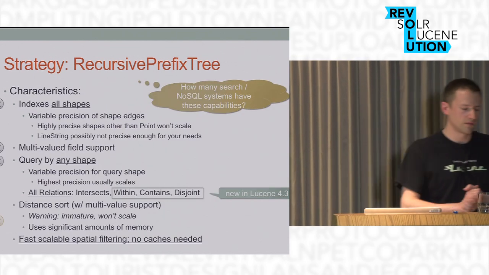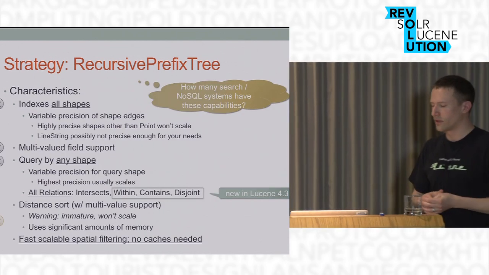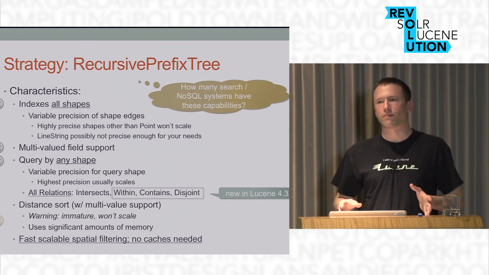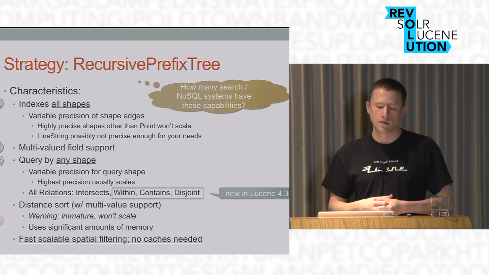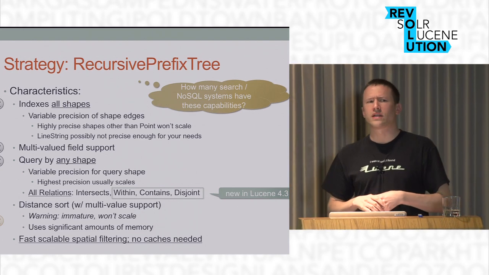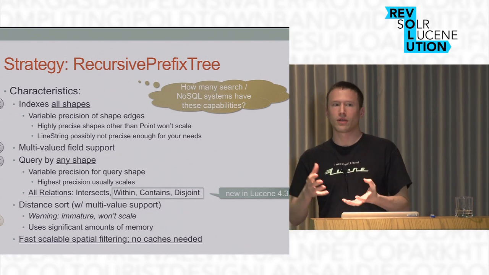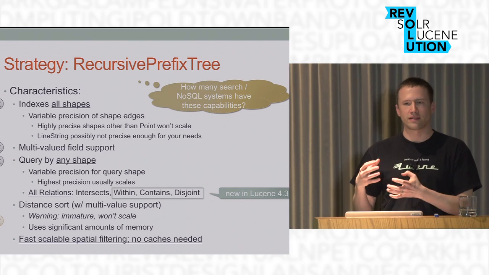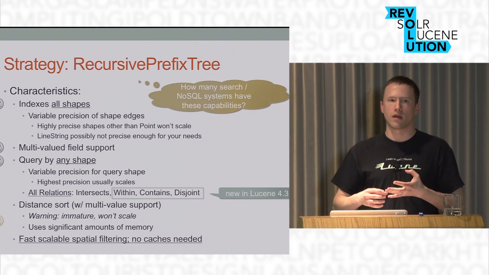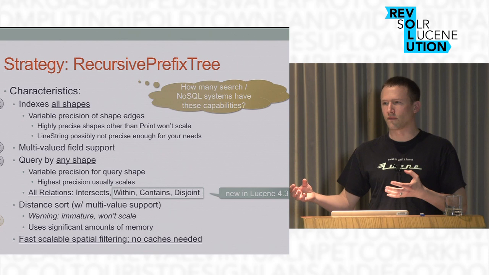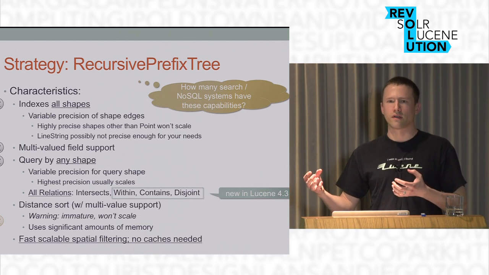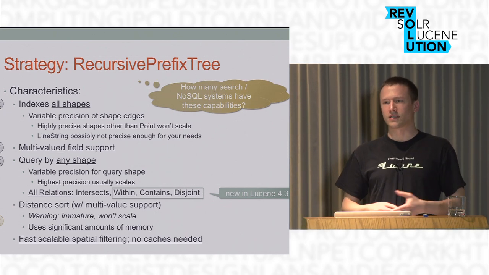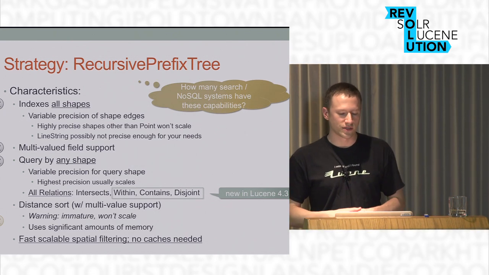So what are the characteristics of this strategy? What makes it good? Well, it indexes all shapes, not any shape that implements the shape interface. That being said, it does approximate all shapes to some kind of grid. So it is an approximation of the shape, and the level of approximation may be good enough for your needs, but it might not be if you need a really precise representation. If you need a meter level precision of a state, that's just not realistic. But in practice, it works for folks.